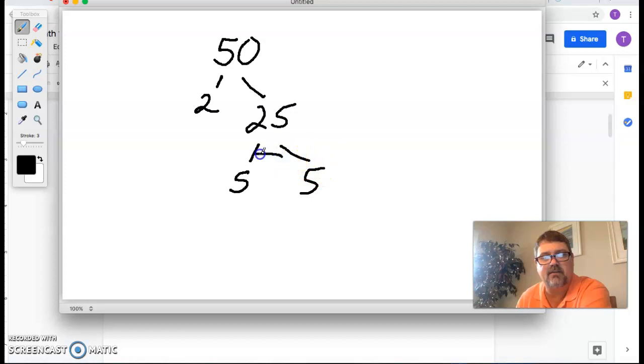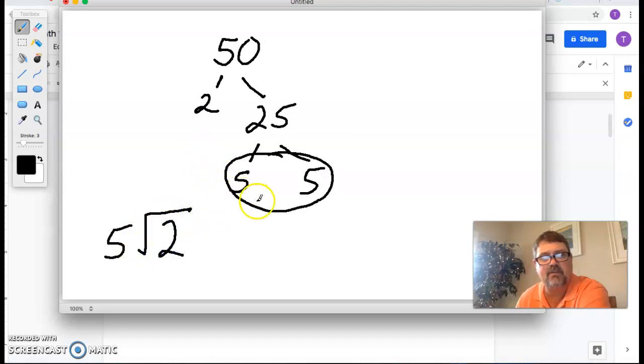So we'll find, every time we find a pair, we find a perfect square. This comes out. The 2 stays in. So everything circled comes out, and numbers that we don't circle stay inside.